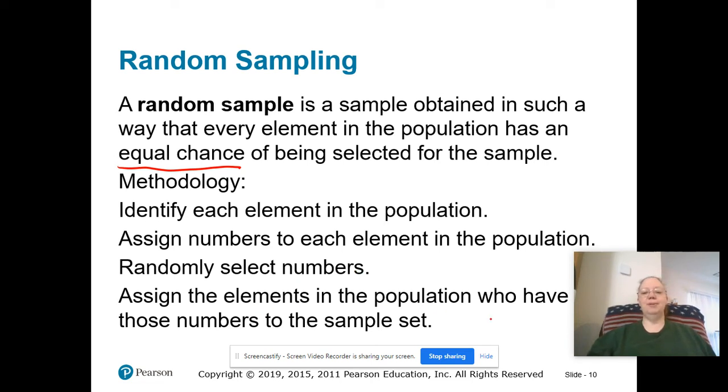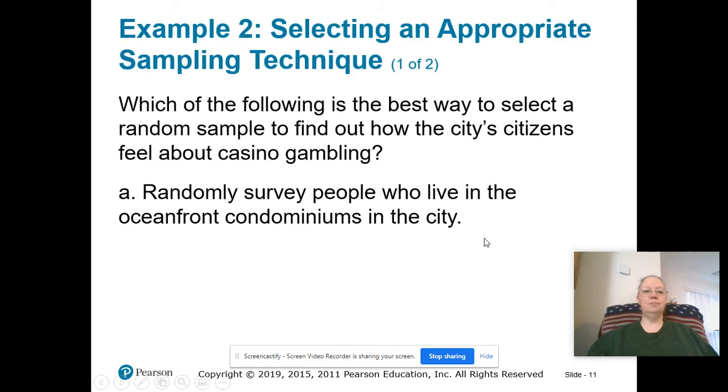Assign the elements in the population who have those numbers to the sample set. So basically, you're just assigning numbers and randomly selecting the numbers. Okay, which of the following is the best way to select a random sample to find out how the city's citizens feel about casino gambling?